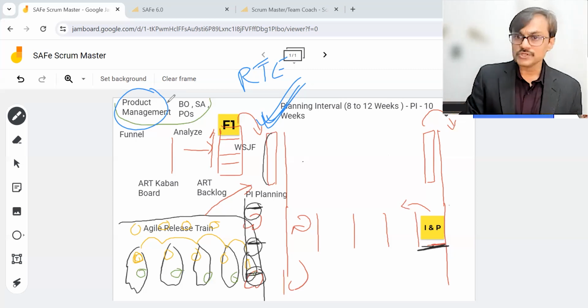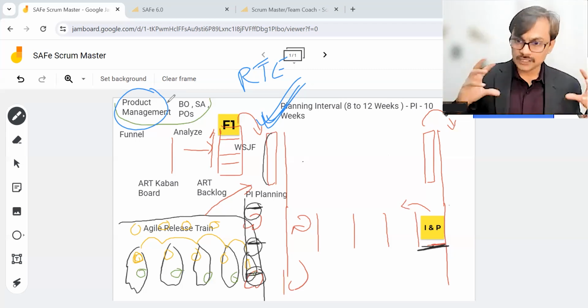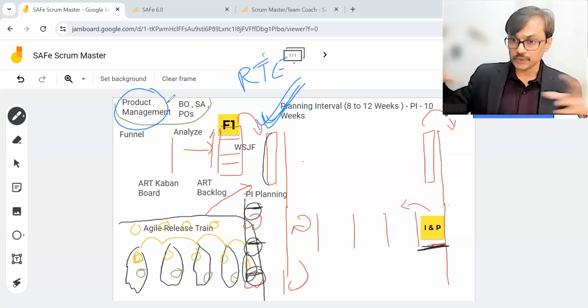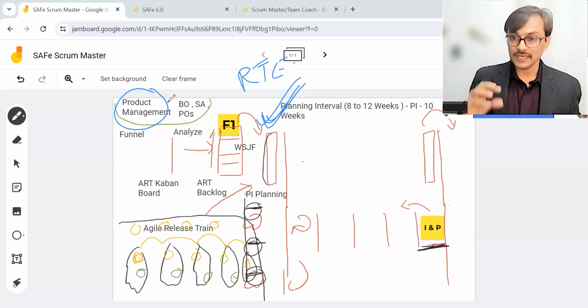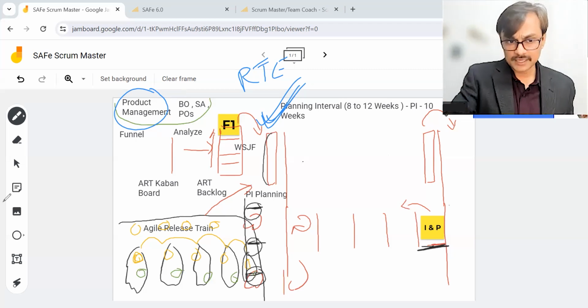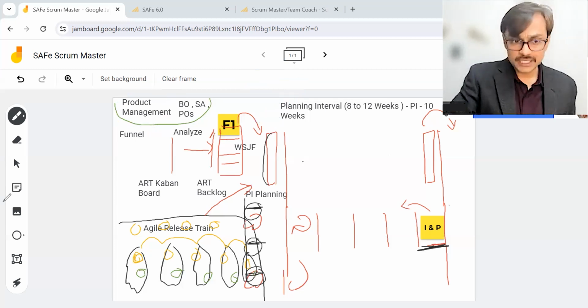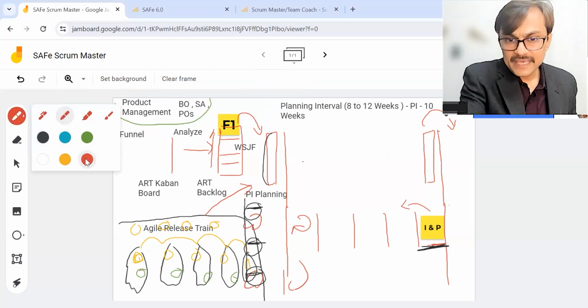I also need to ensure that at the end, we have an integrated plan, which means each team's plan comes together and fits well into the whole train plan for the upcoming PI. This is something I do inside the PI planning meeting. As a particular artifact, at the end of a PI planning meeting, each team is expected to come up with what we call a PI objective.